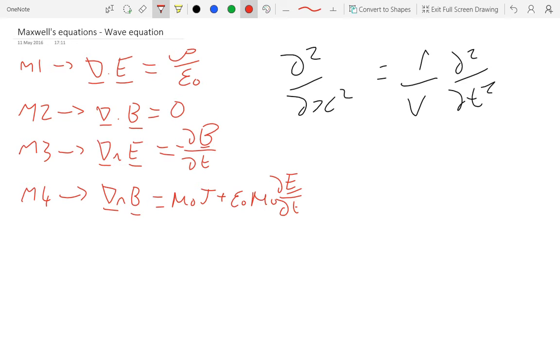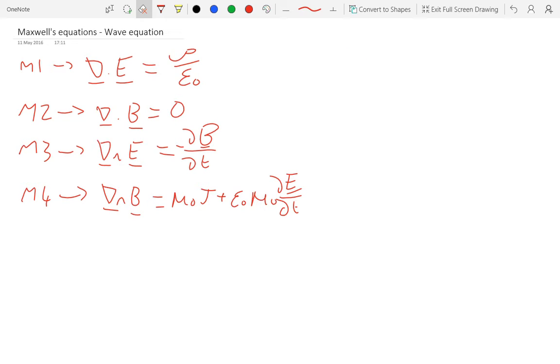and you'll have whatever you're having the wave equation for, some wave like that. And you can use Maxwell's equations to derive a wave equation for an electromagnetic wave.